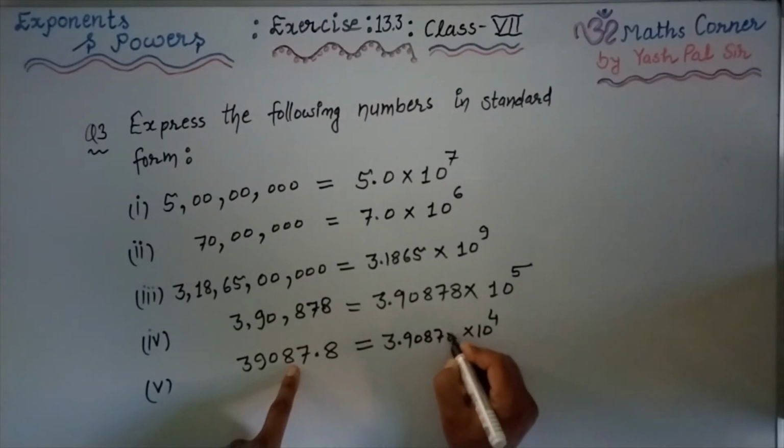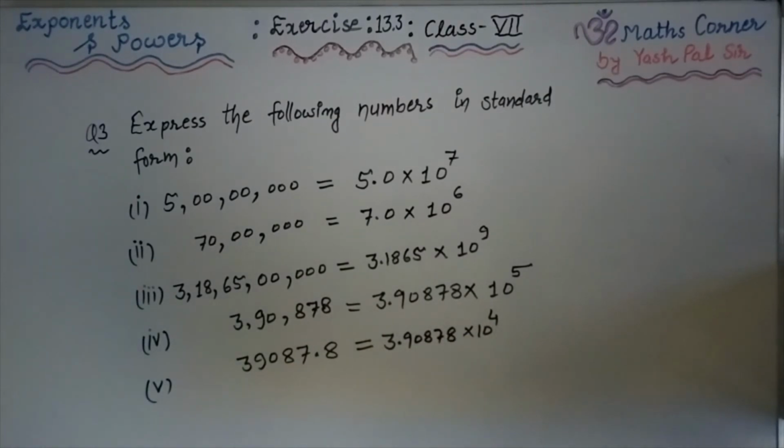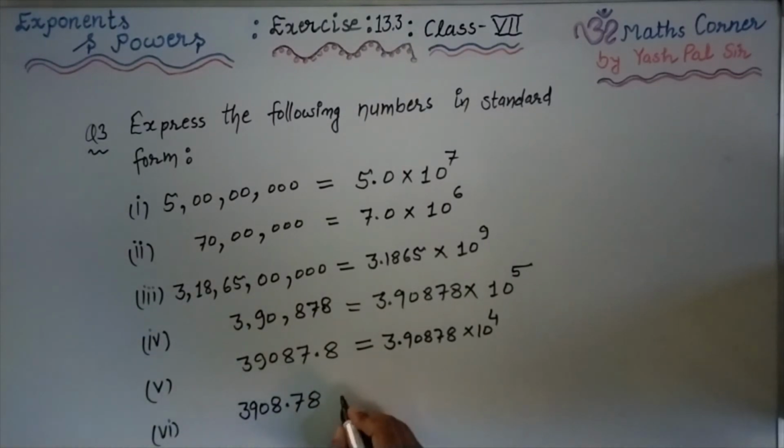Right? 3.9087, right? So this 8 is also included here. This way we can express this given number in the standard form.